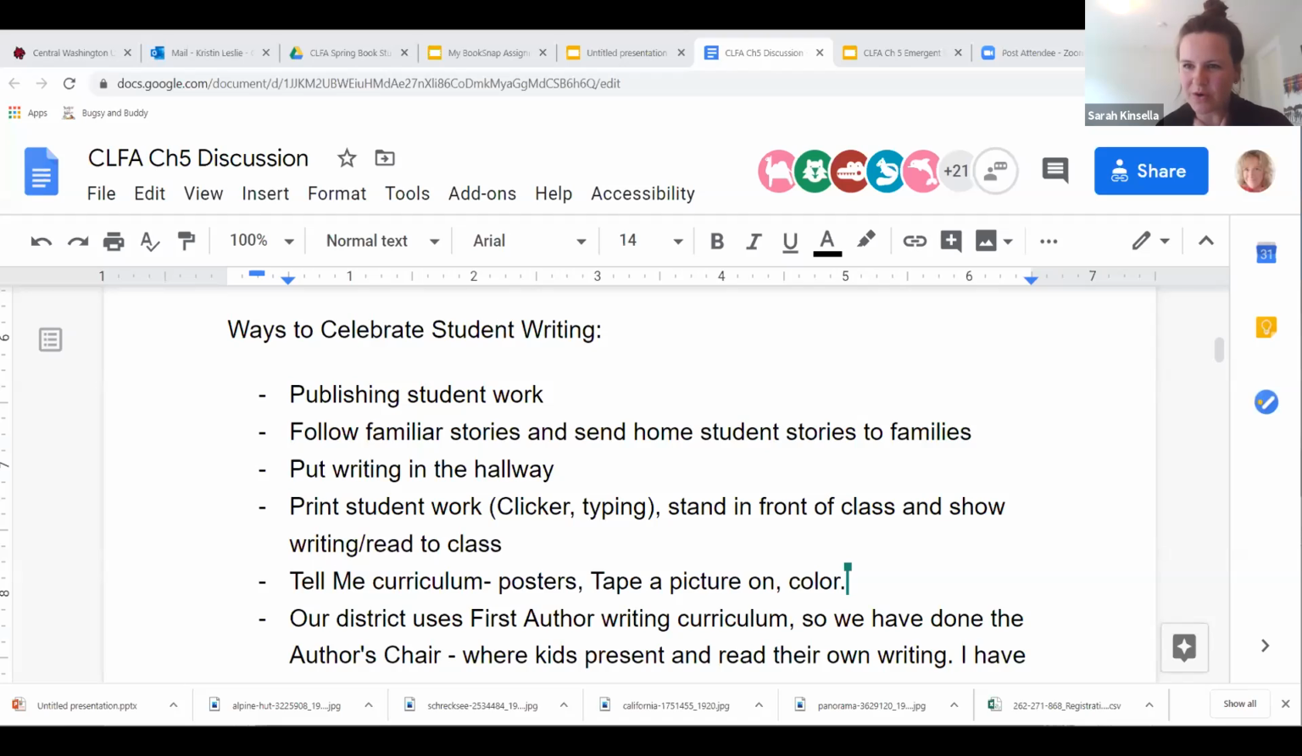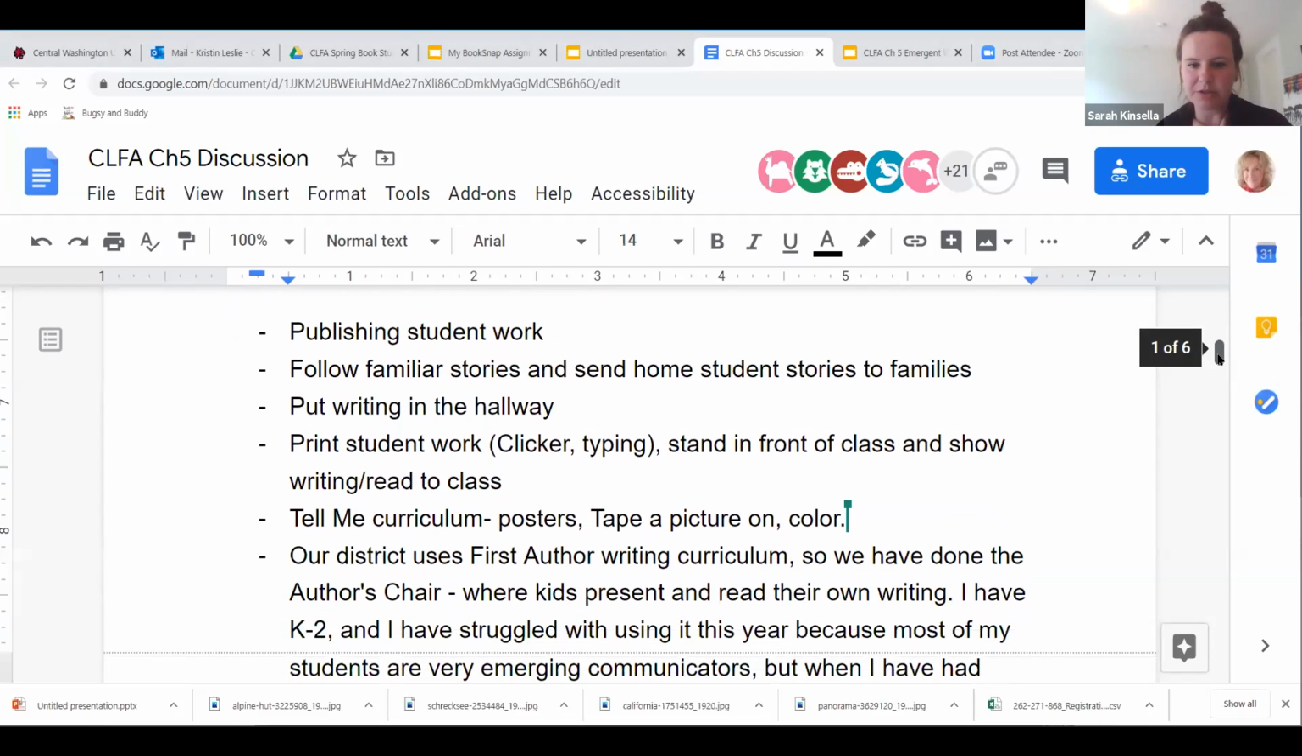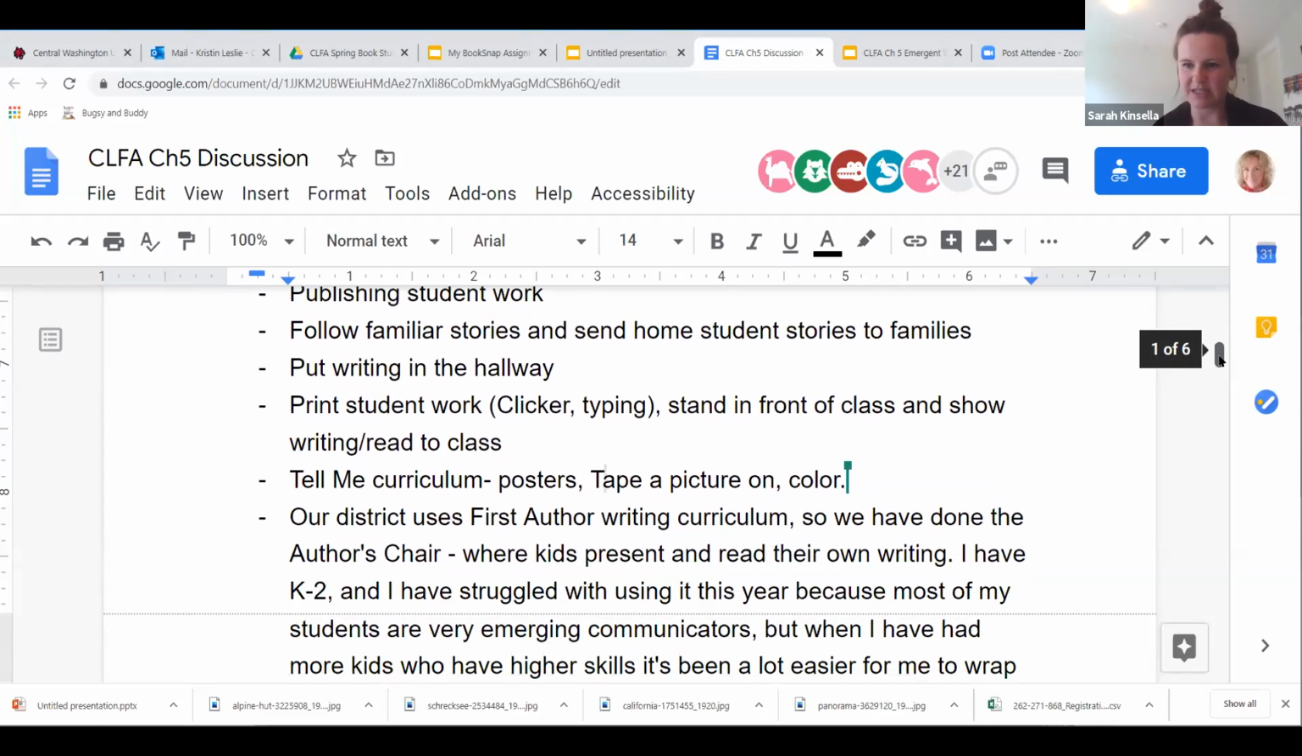Student work can be as simple as just printing something that they've done and putting it up. We talked about putting things up in the hallway so kids can see it, or presenting to their classmates, whether they're reading about it or just showing it, holding it up. Making a poster, and then kids can contribute to that poster however they can, whether it's putting on a color that talks about it, or taping on a picture or something like that.